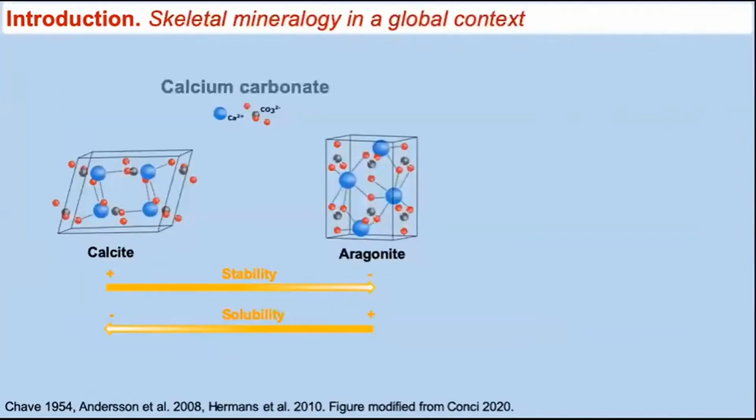To identify calcifying taxa that can be vulnerable to ocean acidification, we need to know the mineralogical composition of their skeletons. In particular, calcium carbonate can take two mineral forms named calcite and aragonite. These have the same chemical formula, but different crystal structure, as you can see in the image. The structure of aragonite is less stable and therefore more soluble than that of calcite.